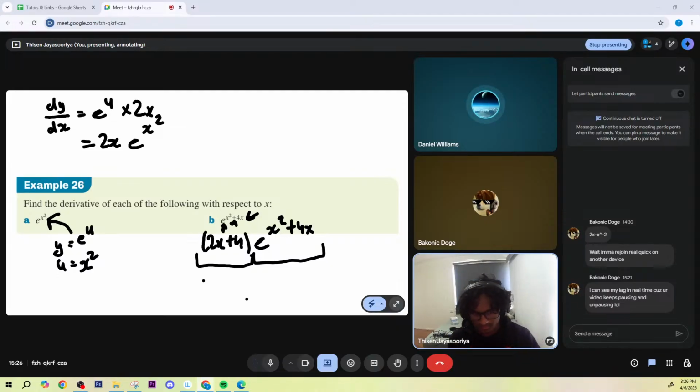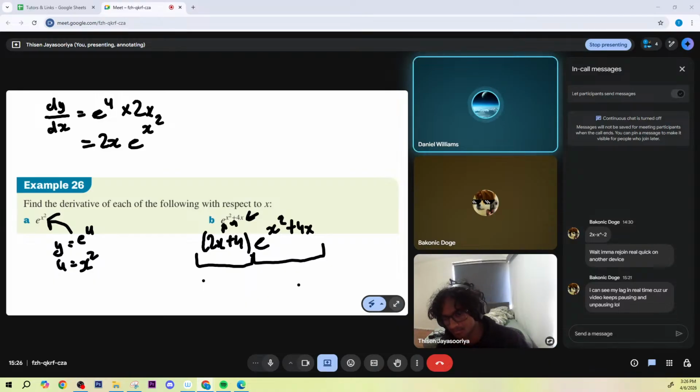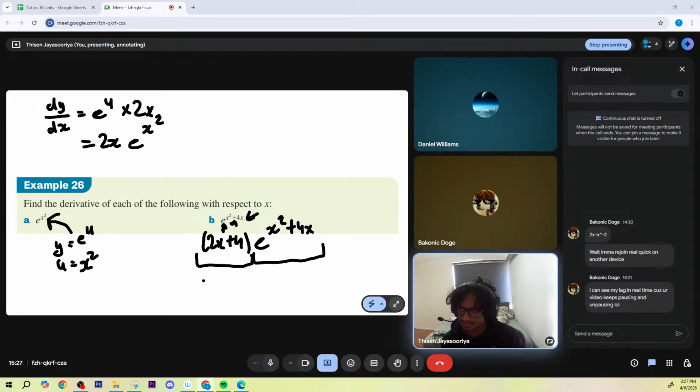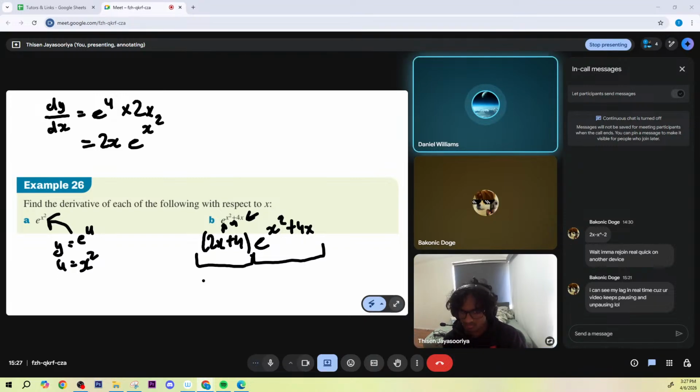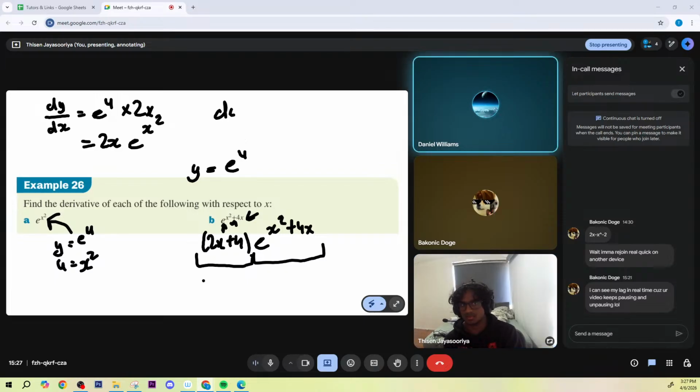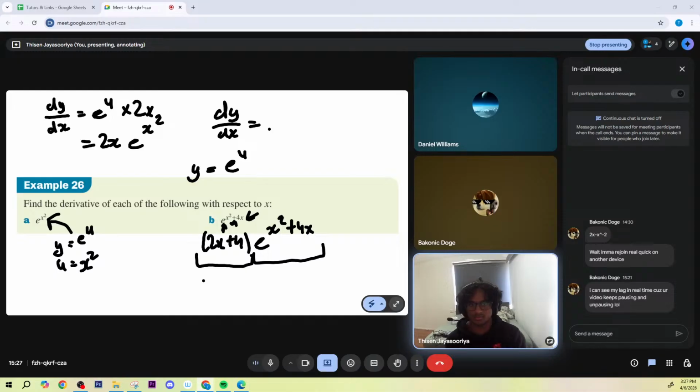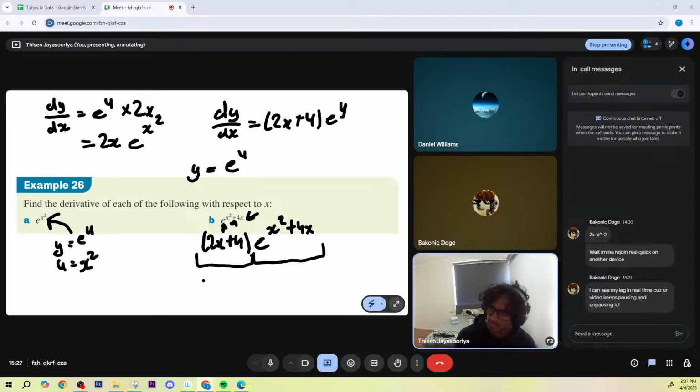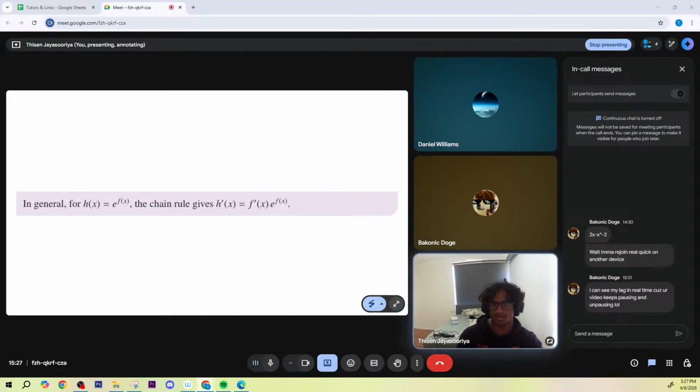Right. So would that mean that u is equal to 2? I mean, u is equal to x squared plus 4, yes, and that means y is equal to e to the power of u. So du on dx would then be equal to 2x plus 4, e to the u. Yeah? Does that make sense? Yeah, that makes sense. Okay.